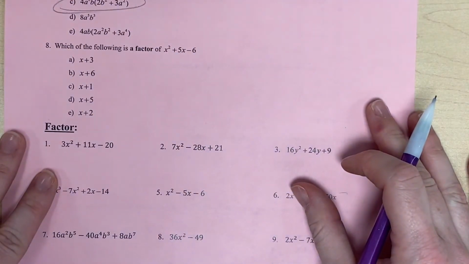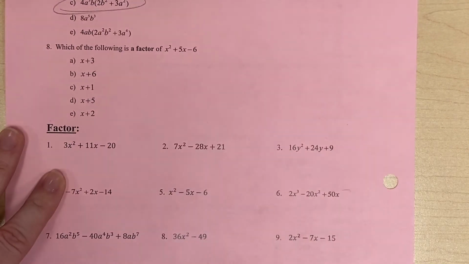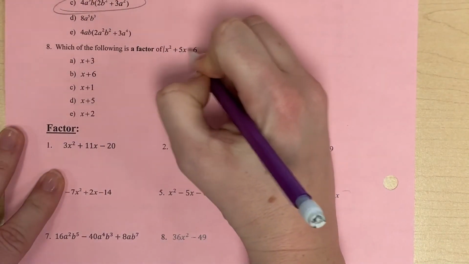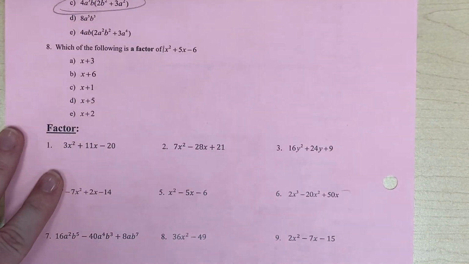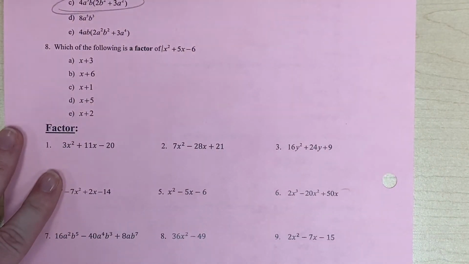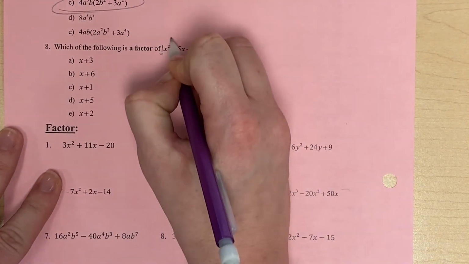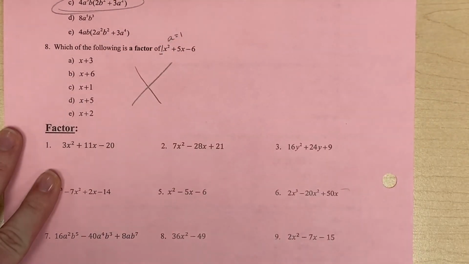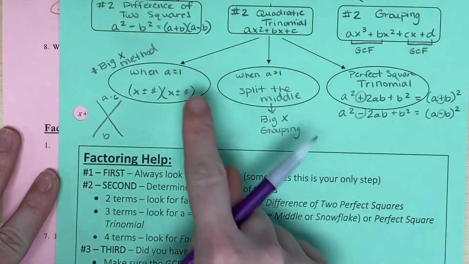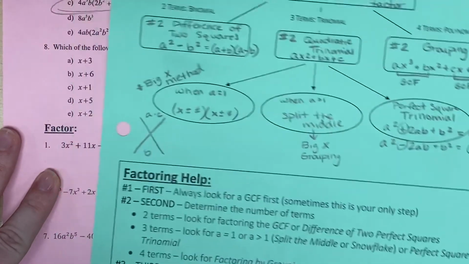For number 8, it says, which of the following is a factor of x squared plus 5x minus 6? So the first thing I want to do is look for a GCF. I have a 1, a 5, and a 6. There is no number that goes into all three of those besides 1. So there's no GCF to factor out. I see that a is equal to 1 here. If a is equal to 1, I'm going to do what's called the big X method.